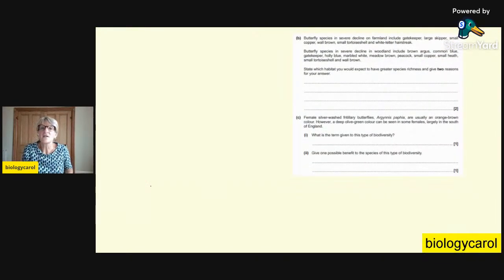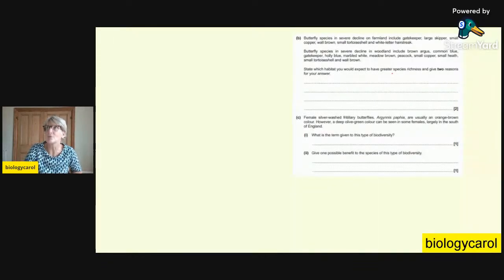Butterfly species in severe decline on farmland include all of these types of butterfly. The ones in severe decline in woodland include all of these types. There are more types in severe decline in the woodland than in the farmland. State which habitat you would expect to have a greater species richness, so that is the number of different species in the habitat, and give two reasons for your answer.